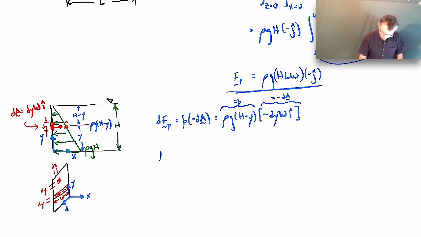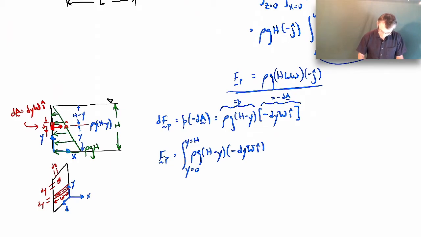For the total pressure force, I'm going to integrate that up over the whole area of the surface. Since I'm doing things in terms of strips of area, I just need to integrate over y, so to cover the whole area, y goes from 0 to h, and I add up all those little bits of pressure force. Let me take some stuff outside the integral because there are some constants here.